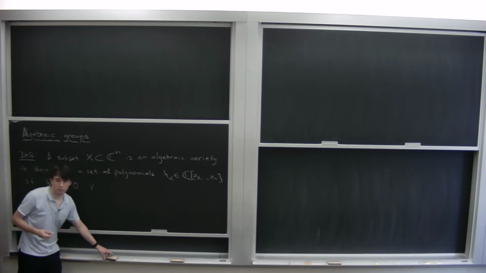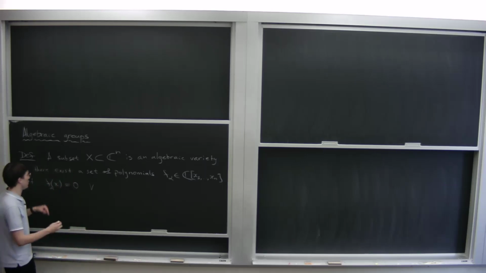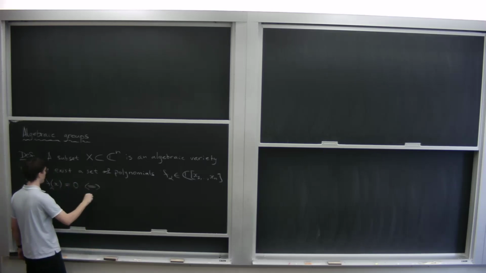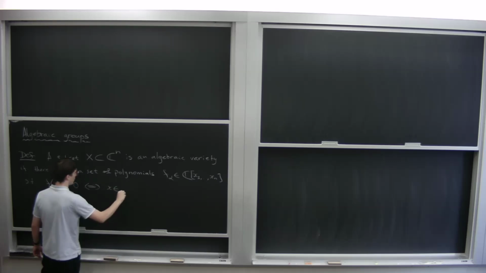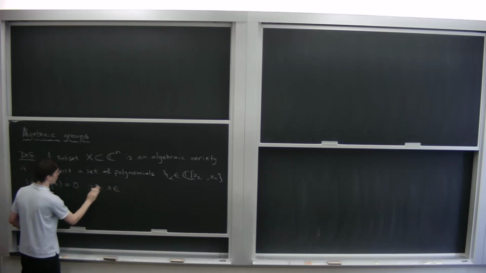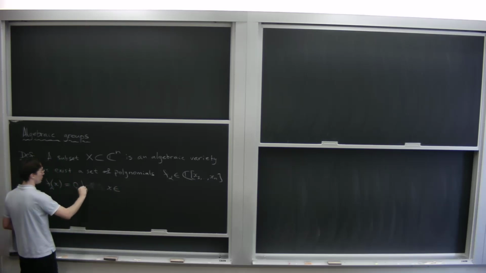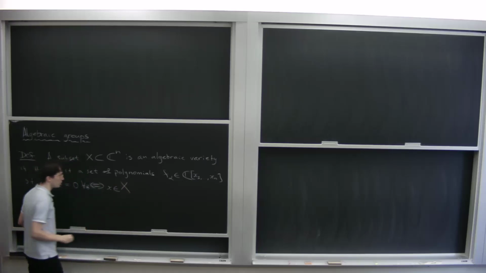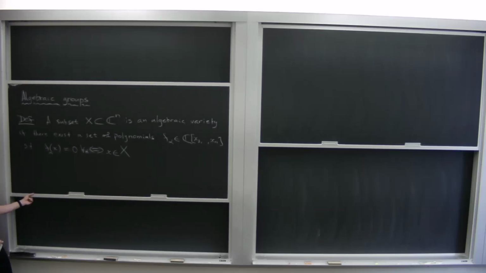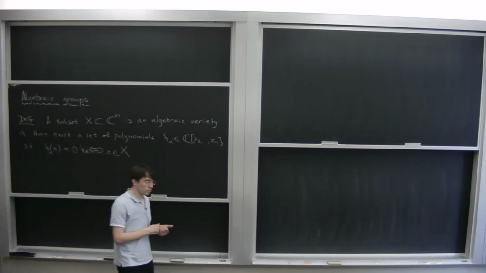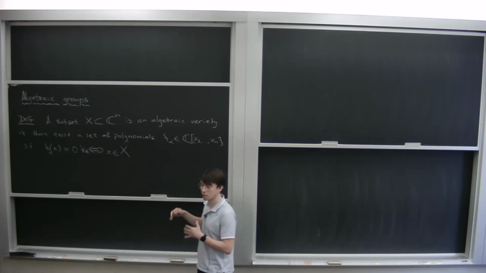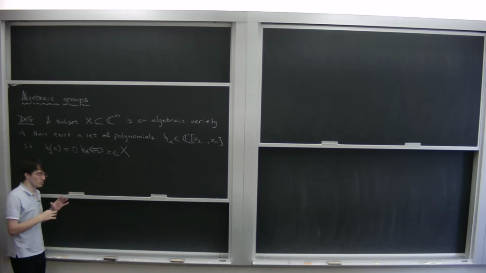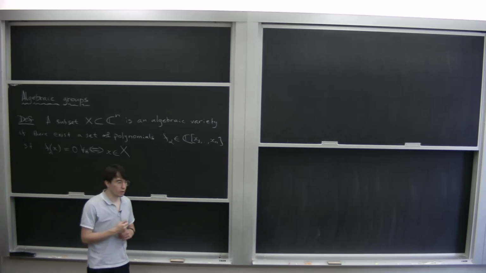So f_alpha of x is equal to 0 if and only if, actually, I should write here, for every alpha, if and only if x belongs to X. In fact, one can choose a finitely generated ideal of polynomials and so on. We will skip this discussion of algebraic varieties for now.